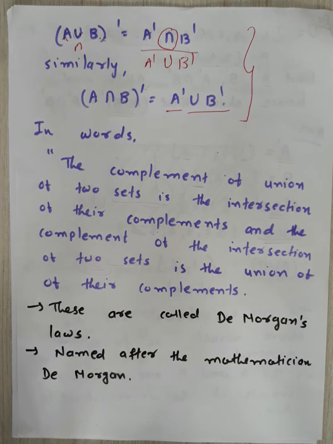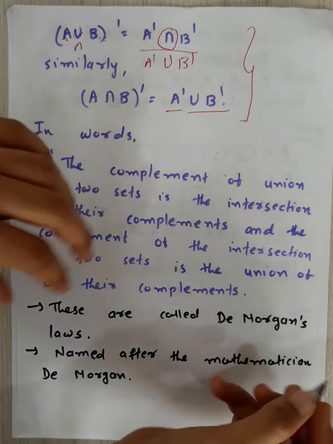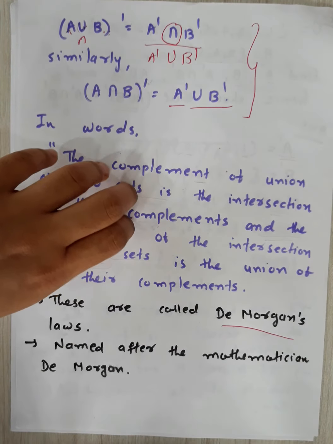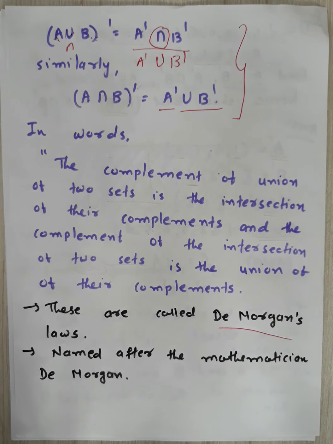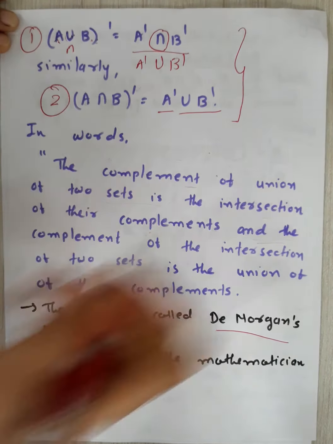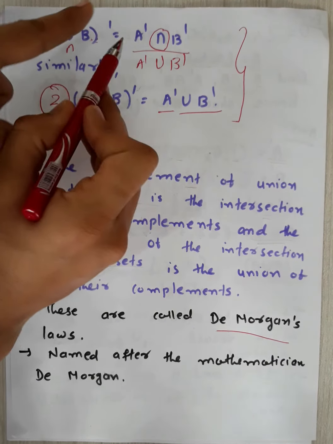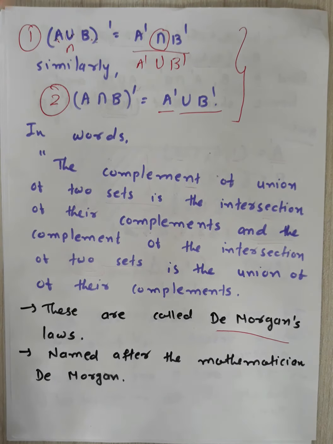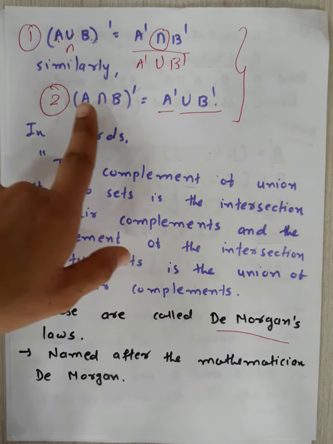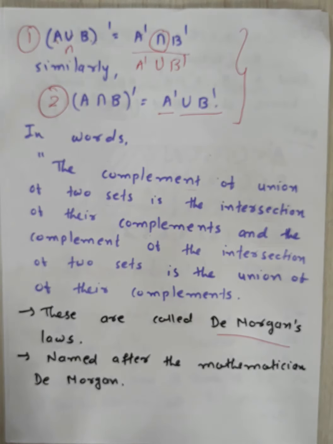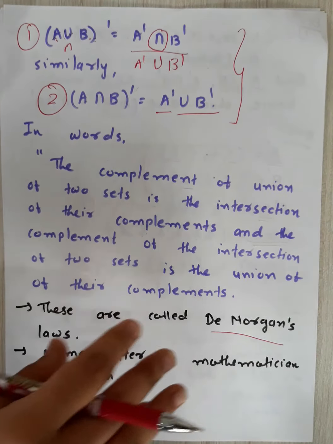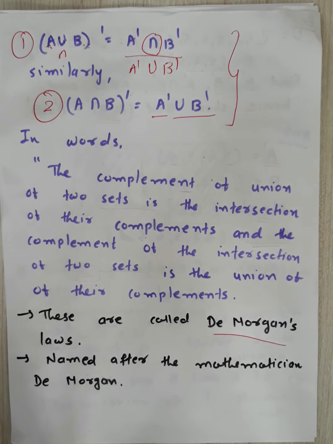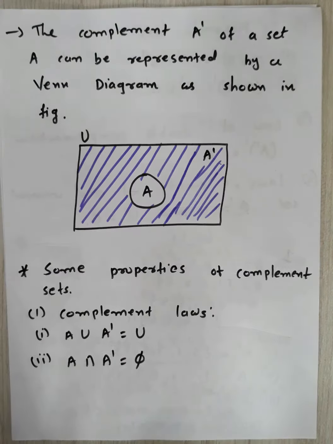These are called De Morgan's laws. It is named after the mathematician De Morgan. This too is a very important law. (A union B) whole dash is equal to A dash intersect B dash, and (A intersect B) whole dash is equal to A dash union B dash. If union is here, then there is intersection over here. If there is intersection here, then there is union over here. This is De Morgan's law. With the help of De Morgan's law, you have to solve some examples.